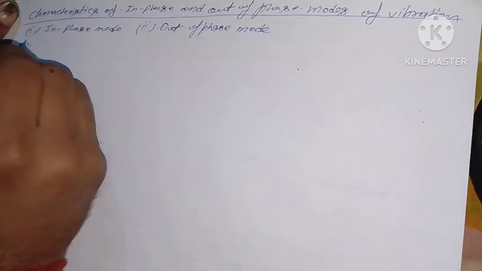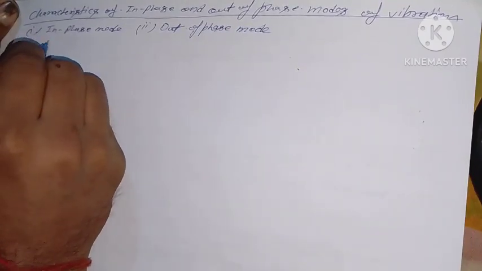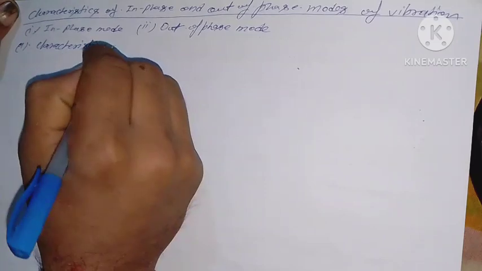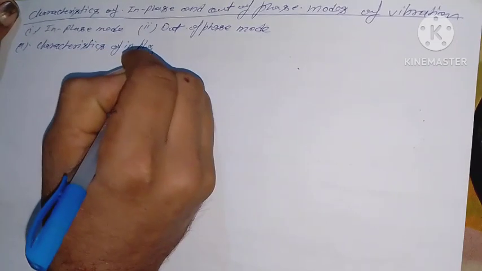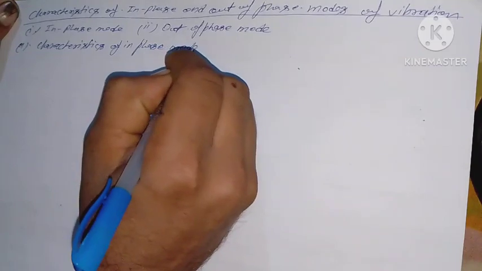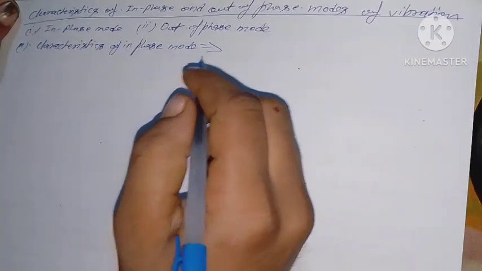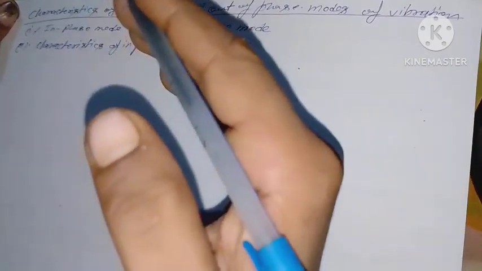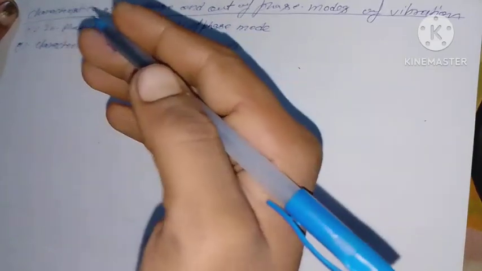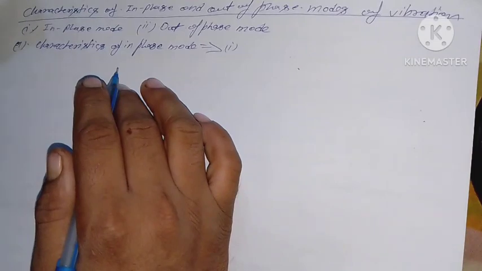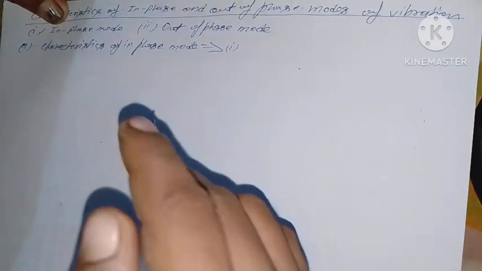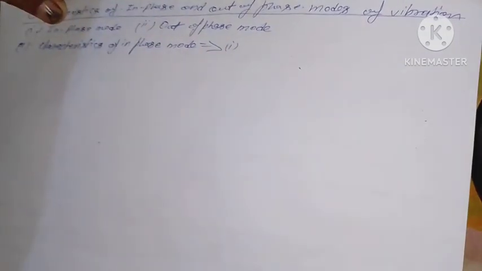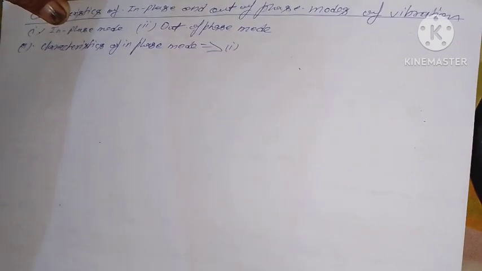First point, characteristics of the in-phase mode. First, the in-phase mode can be excited by displacing the bobs of the two pendulums to the same side by the same amount and then letting them oscillate purely on their own.